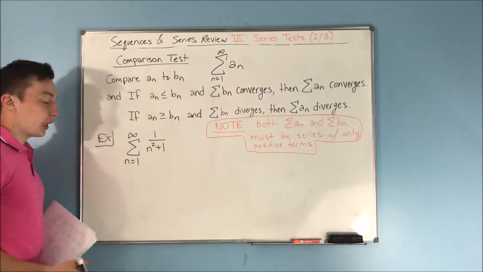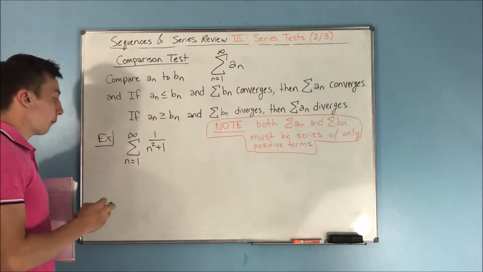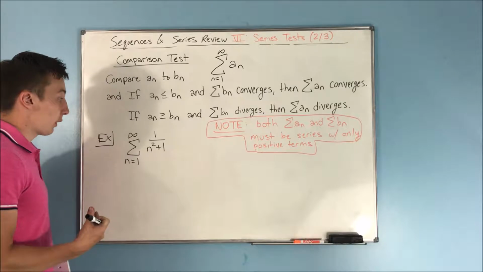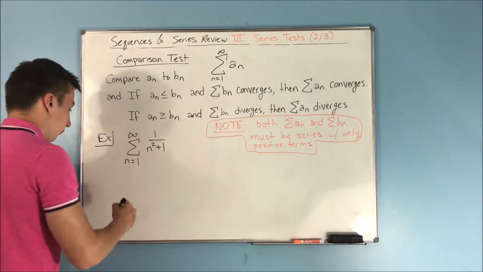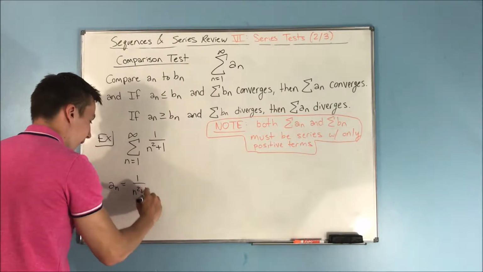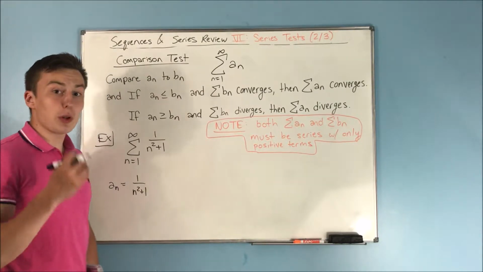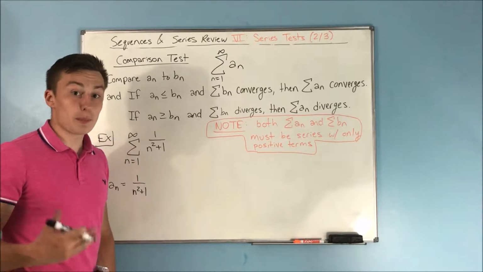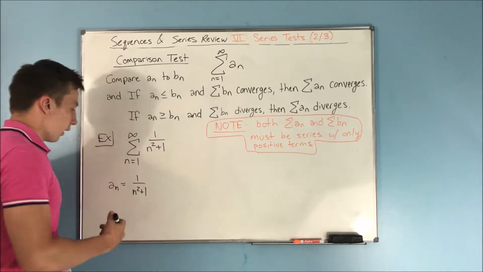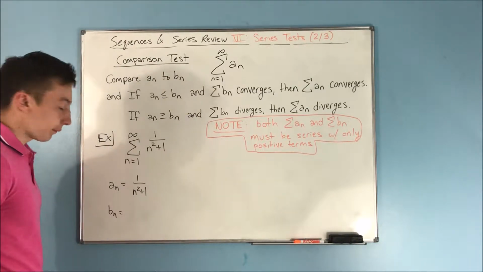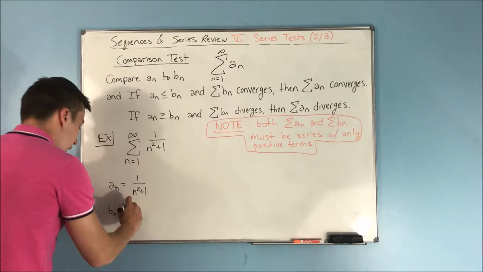Now, let's try utilizing the comparison test here. We have the sum from n equals 1 to infinity of 1 over n squared plus 1. So our a sub n is 1 over n squared plus 1. And this is so close to being a p series, as I mentioned before. 1 over n squared is a p series with p equal to 2, and that's something we can easily figure out if it converges or diverges. So let's make our b sub n 1 over n squared.